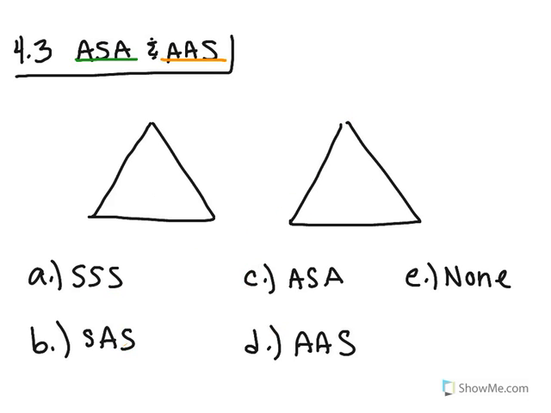Okay, so I'm going to walk you through a couple examples just to test your knowledge. I'm going to draw a couple pieces of notation on these two triangles, and you are going to try to guess how they are congruent. And your options are below: A, B, C, D, or then E is none. So here is number one. So what do you think?